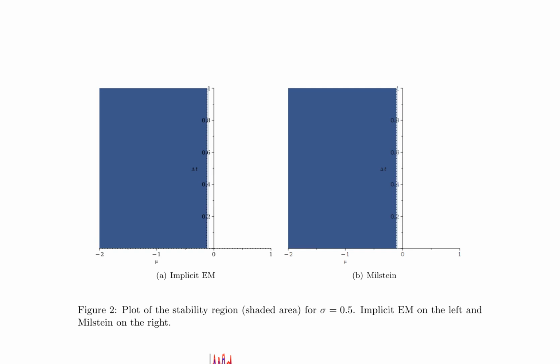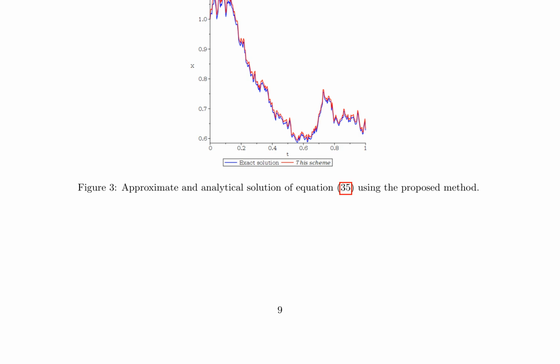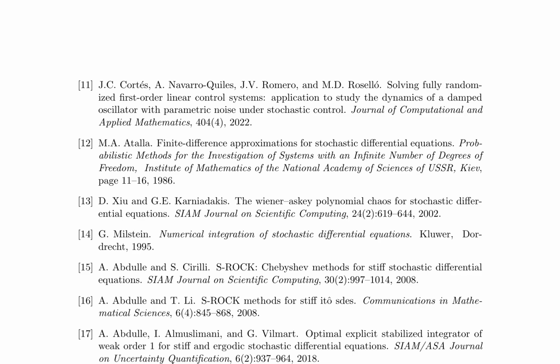Figure 2 illustrates the stability region for the proposed method and Milstein, showcasing the improved stability of the proposed method for sigma equals 0.5. Tables 1 to 3 compare the performance of the proposed method, implicit Euler-Maruyama, and Milstein in terms of L1, L2, and L infinity errors for equation 35, with the proposed method consistently outperforming the other two methods. The authors also investigate the robustness of the proposed method by simulating 10 trajectories for mu equals 1, demonstrating its ability to accurately capture the behavior of the underlying SDE.